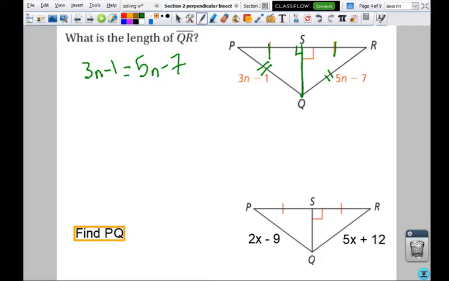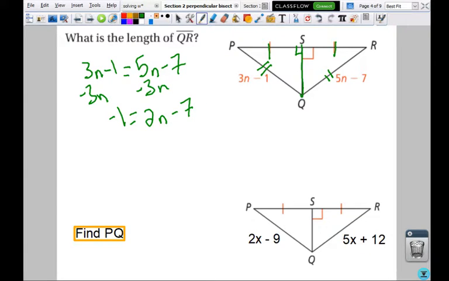Minus 3n on both sides? Yeah. Alright, minus 3n on both sides. And I get negative 1 equals 5n minus 3n, which is 2n. I still get this minus 7.